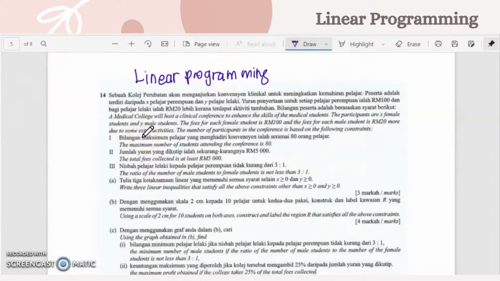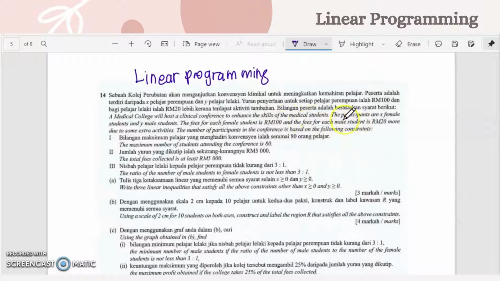Okay, question number 14. This is linear programming. It's under the topic linear programming. Okay, so question 14. A medical college will host a clinical conference to enhance the skill of the medical students.